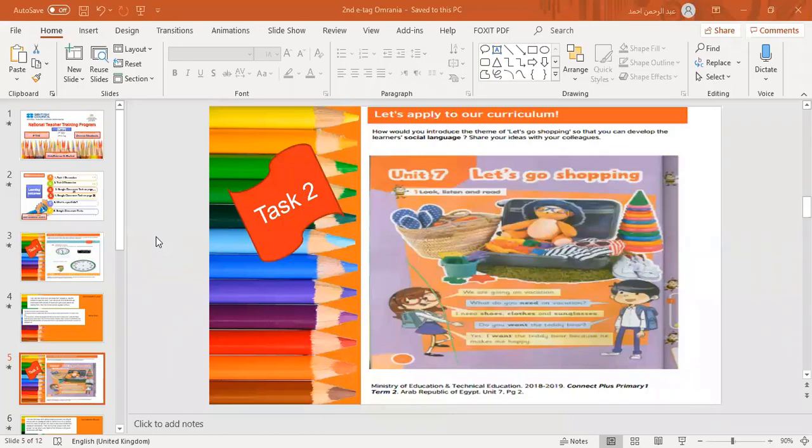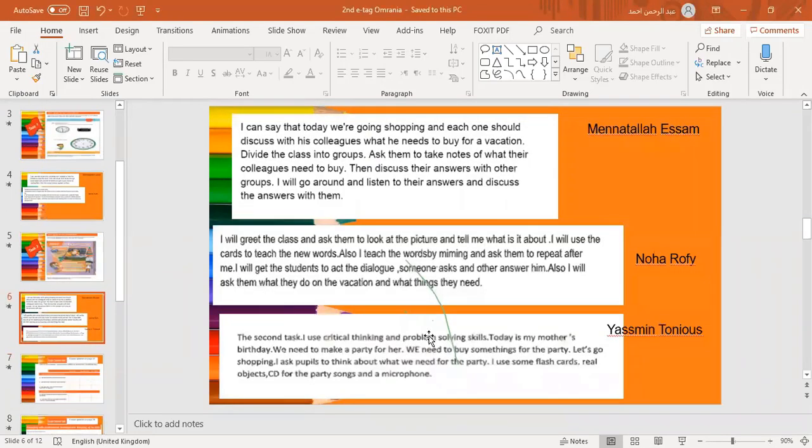Now let's see what you have already written about these activities. As for Miss Minna, she said, I can say that today we are going shopping and each one should discuss with his colleagues what he needs to buy for the vacation. So vacation or holiday, to be easy for students to know the meaning of the word. Divide the class into groups. We said that the number should be four, for example. This is a good number for dividing the students into groups.